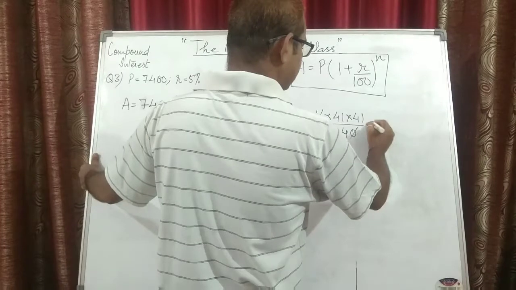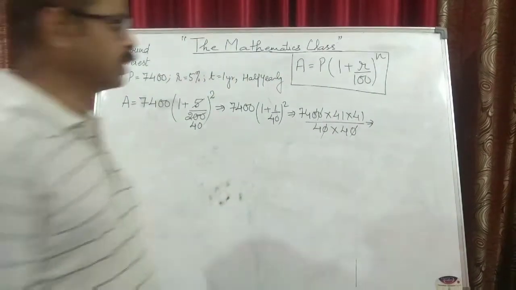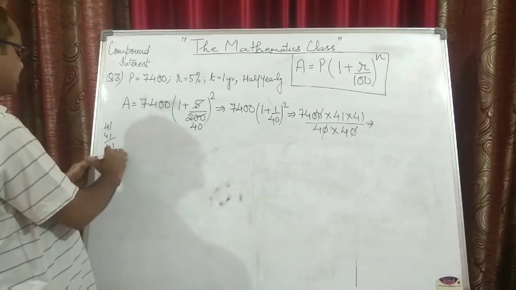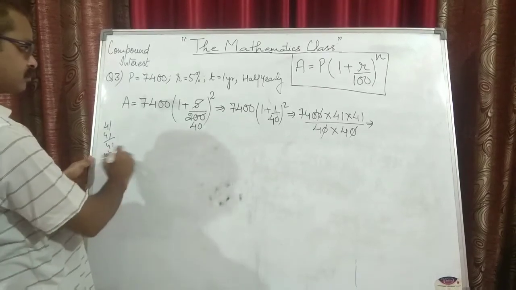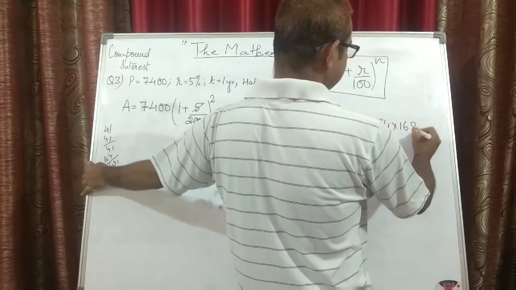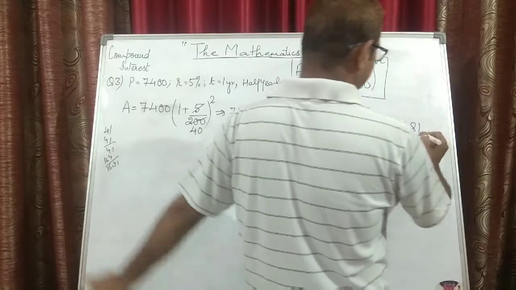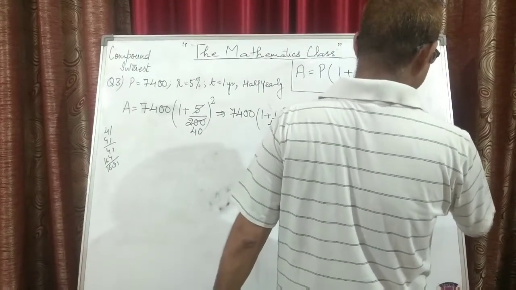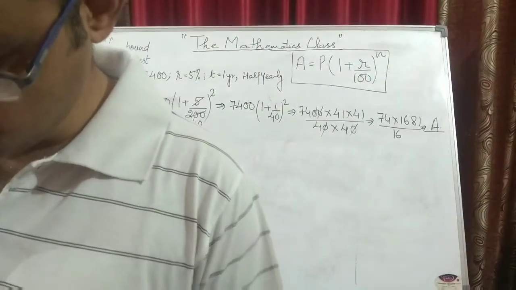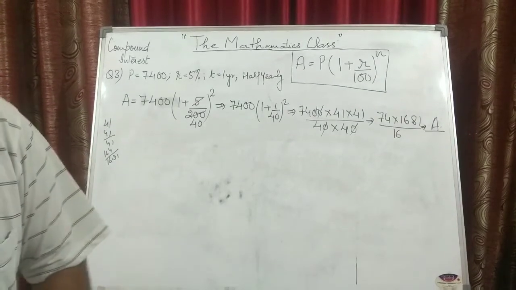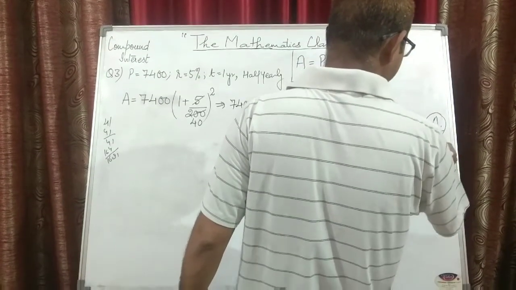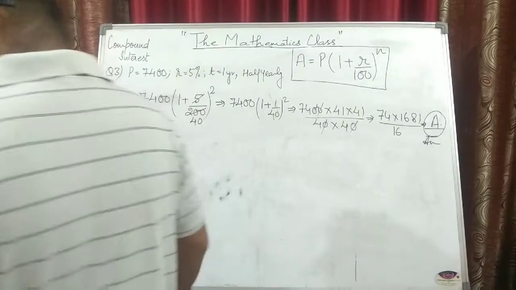Now whatever will be the value of 41 into 41, let's see. 41 into 41, 4, 4, 4, 16, 1681, into 74 into 1681 upon 16. You will solve it out, whatever comes, that is the amount. You have to calculate the amount when the principal is so much. So after calculation, whatever comes will be the final value of the question.